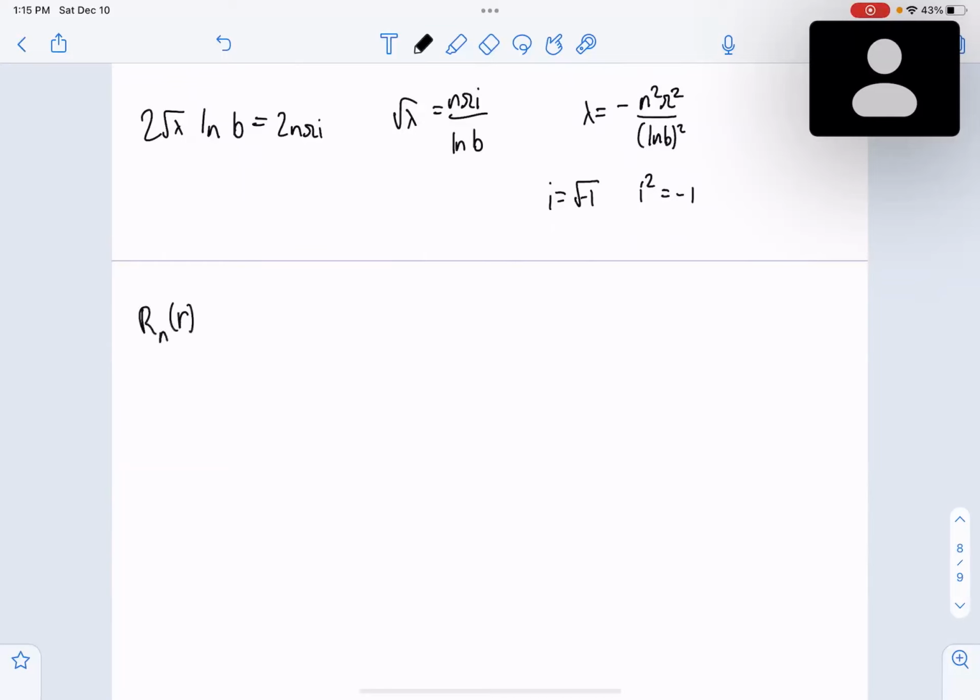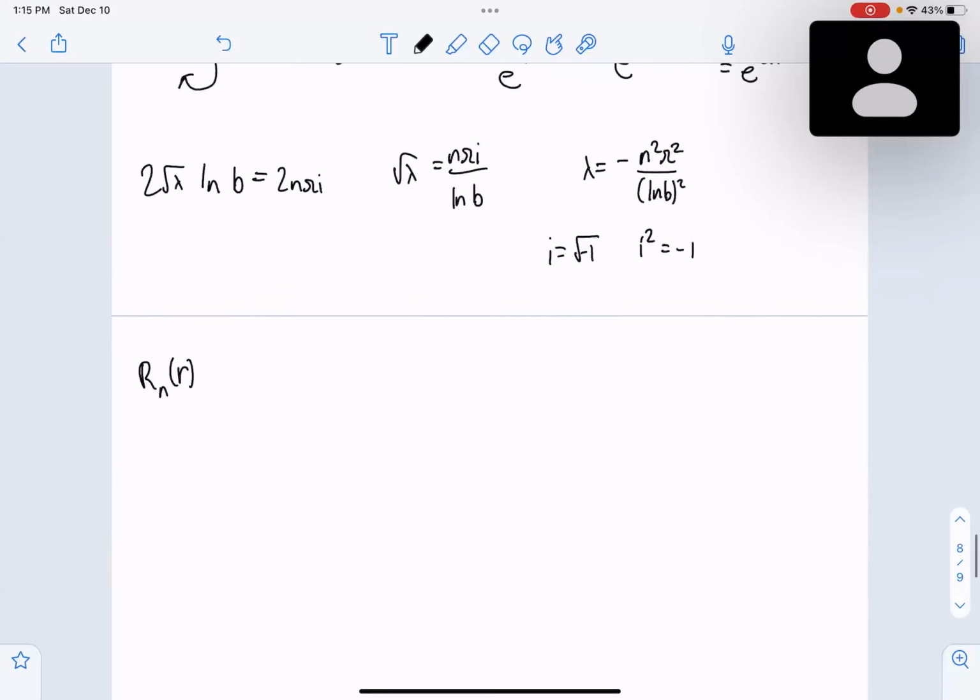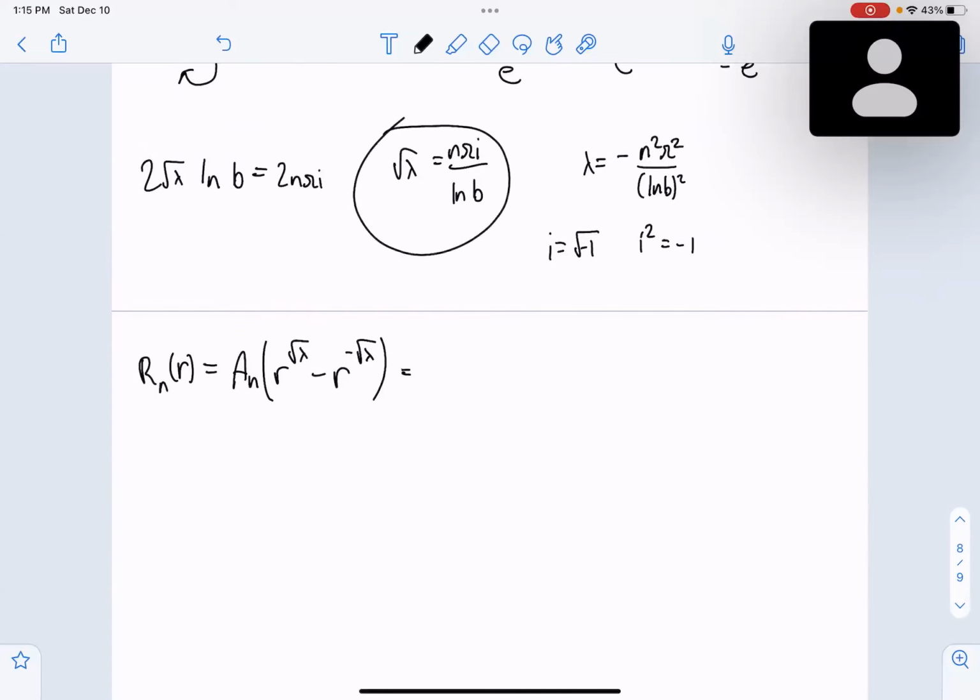Anyway, now that we have that written out, we're really able to write our full formulation of Rn of r as an r to the root lambda minus r to the negative root lambda. Just plug in root lambda here, as we did right here. We get an times r to the n pi i over ln b minus r to the negative n pi i over ln b.